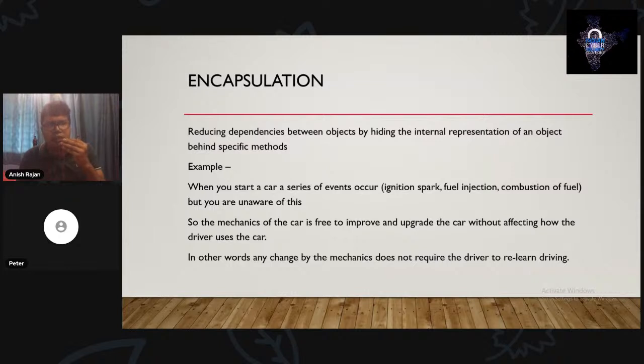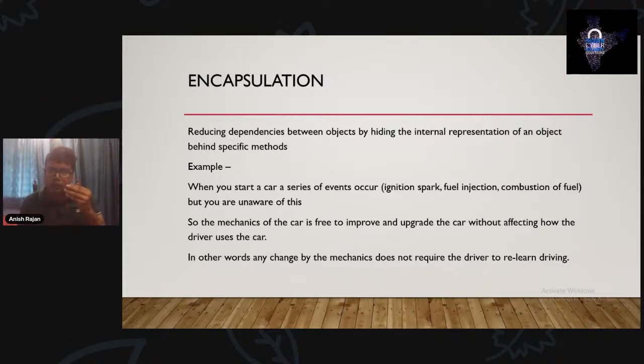Encapsulation means reducing dependencies between objects by hiding the internal representation of an object behind specific methods. So what happens is that now when you start a car, a series of events occur. These are the series of events: initial spark, fuel injection. First the spark ignites, then fuel is injected, then the combustion of fuel takes place, then that drives the pistons.